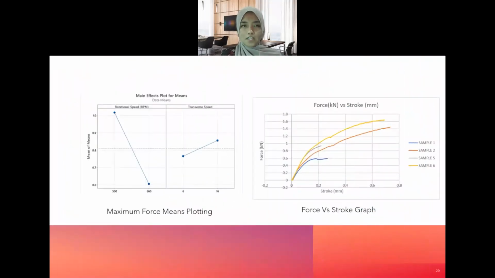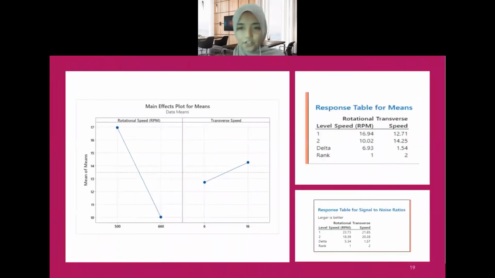This is one of the Taguchi method analyses. I'm going to explain the force because it's all the same. For the maximum force mean, as you can see here, the response table for signal to noise ratio is set to larger is better, due to the fact that a higher tensile strength means a stronger combination in the welded region.